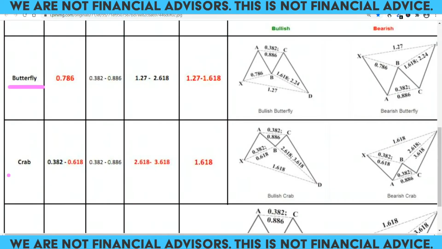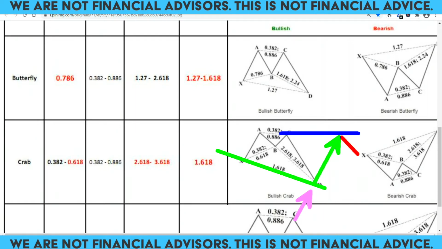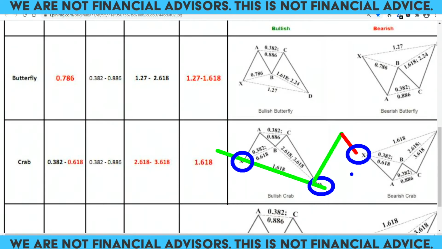Last is butterfly and crab pattern. The only difference is a butterfly pattern would stop at a Fibonacci extension of 127. A crab pattern is going to go all the way down to a 161. So just like the others, you're going to have support. It's going to come into that support, and once it hits that support, price will move back up into the old resistance level, pull back, then take off again, making leg 3, giving you yet another head and shoulders pattern.